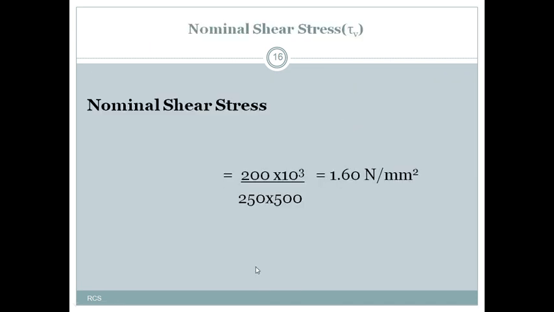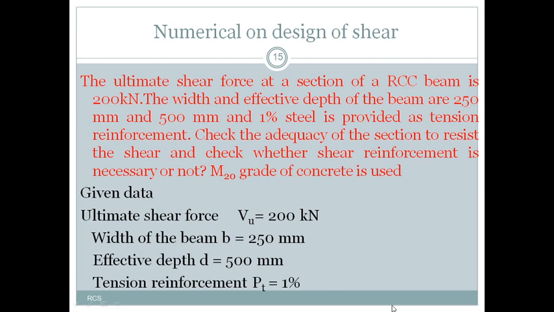And he also mentioned the percentage of tension reinforcement. The percentage of tension reinforcement provided is 1%. And by giving this data, what is the intention to calculate here? We have to check the adequacy of the section to resist the shear and check whether shear reinforcement is necessary or not, using M20 grade of concrete. That means we have to calculate in this problem whether it is necessary to design the shear reinforcement or not.